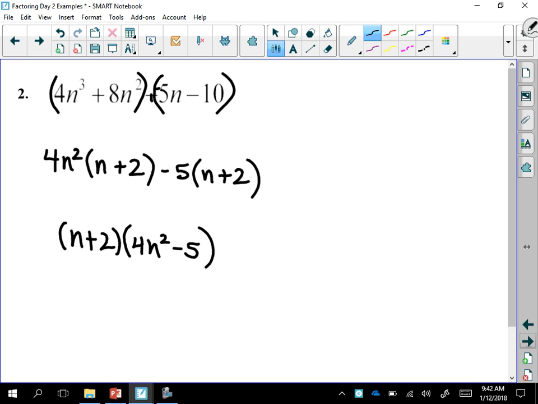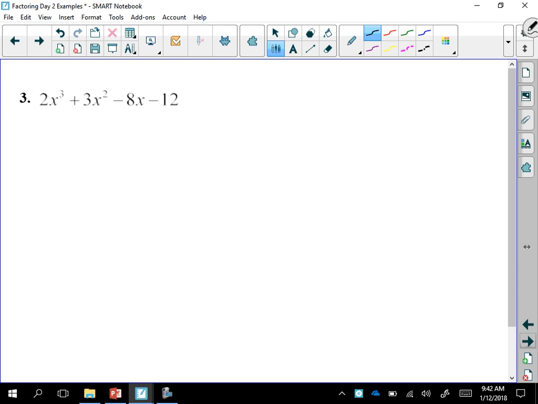So when the instructions are to factor completely, you've got to check for every different level of factoring, every different method of factoring along the way. So I think grouping is something we feel pretty confident with.